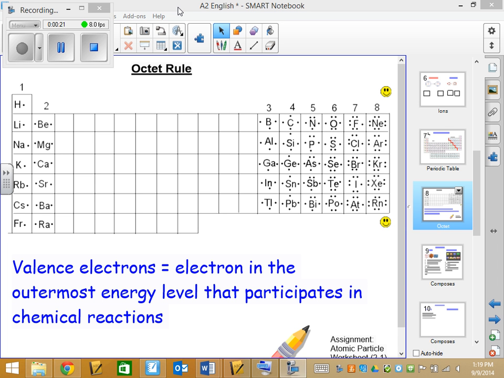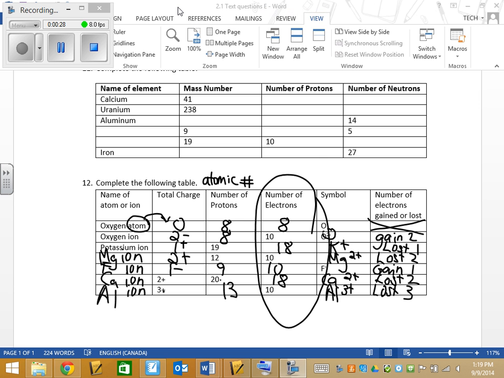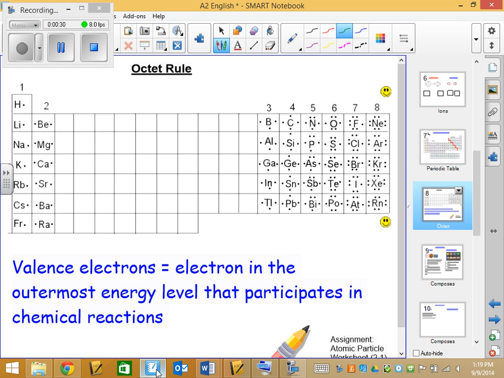Now, our discussion today is going to revolve around something called valence electrons. I think it would be worth your while to write down what a valence electron is first, and then I'll talk about this picture that I've got up on the screen here.